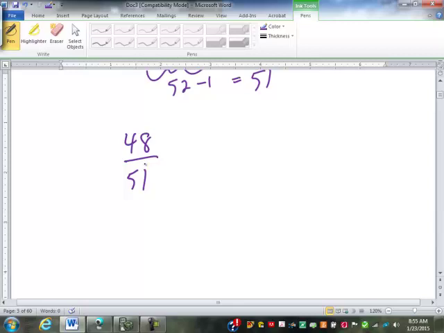Now, we could divide this out and get a really ugly decimal. Or, remember we discussed a little bit last week how fractions and division problems are kind of interchangeable. Instead of thinking of this as 48 divided by 51, we can think of it as 48 over 51 as a fraction. And just reduce it. Both of those numbers can be divided by 3, which gives us 16/17.